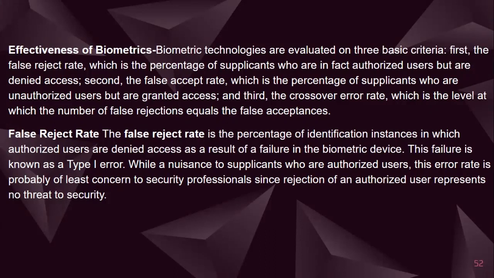False reject rate. The false reject rate is the percentage of identification instances in which authorized users are denied access as a result of a failure in the biometric device. These failures are known as type 1 errors, and while a nuisance to supplicants who are authorized users, this error rate is probably of least concern to security professionals, since rejection of unauthorized users represents no threat to security.